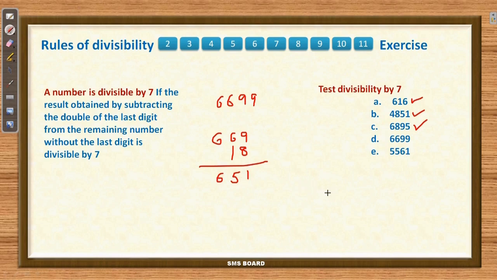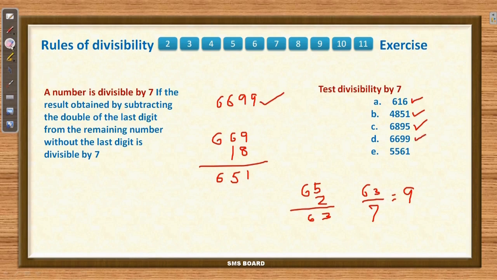So double of 1 is 2. And subtract 2 from 65. That is equal to 5 minus 2, 3. Then 6. So 63 is divisible by 7. So this number is divisible by 7.